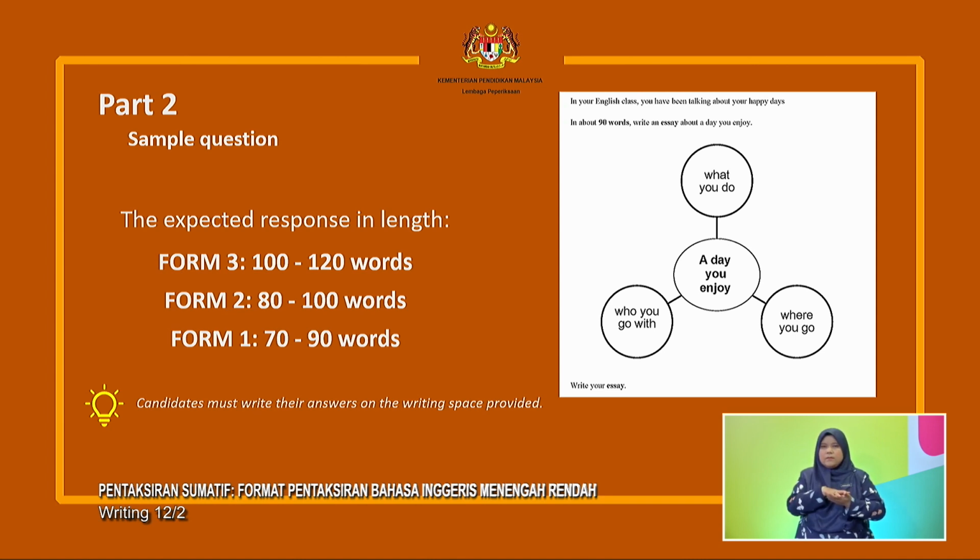Okay, for Form 2, they are going to find 4 points, and they are going to write between 80 and 100 words. Alright. And last one for Form 3, they are going to write 5 points for about 100 to 120 words.